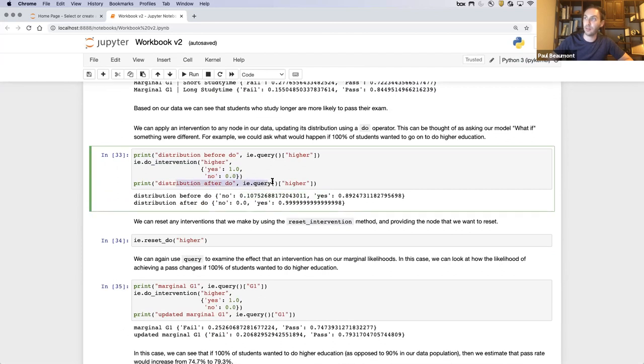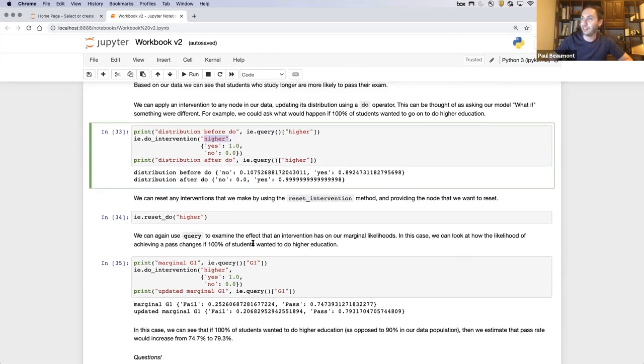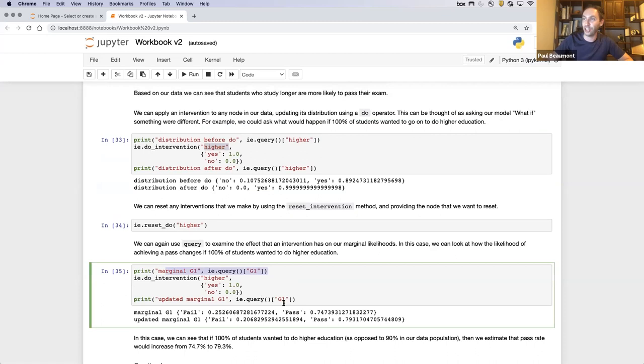So we can look at the distribution. We just call the marginal probability distribution, and we can see before, and we can see after, and obviously it changes, right? Because we're looking at the same variable. But if we were to look at a different variable as well, so let's look at G1 instead, you can see that also the probability updates, right?